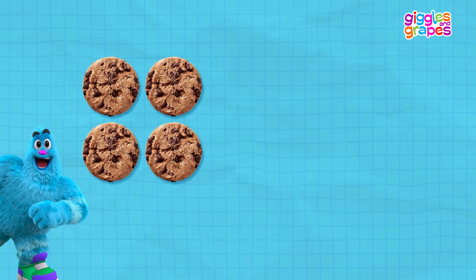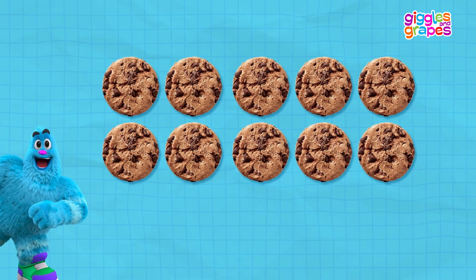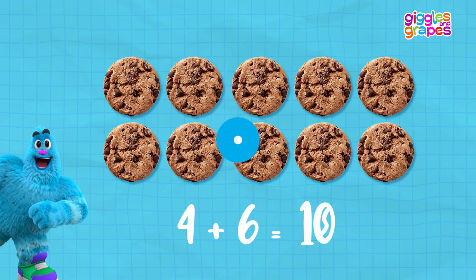Now let's try one more. If Cookie Moan has 4 cookies, and I give him 6 more, how many does he have in total? 1, 2, 3, 4, 5, 6, 7, 8, 9, 10. 10 cookies. 4 plus 6 equals 10.